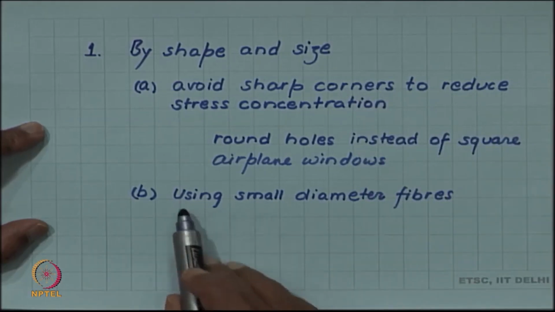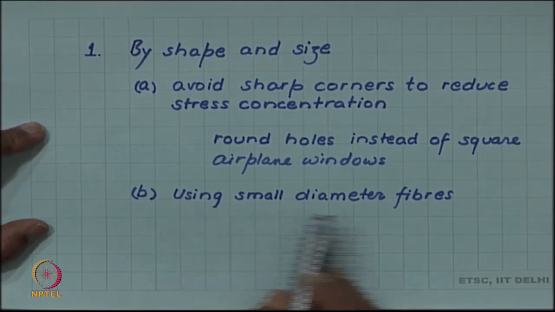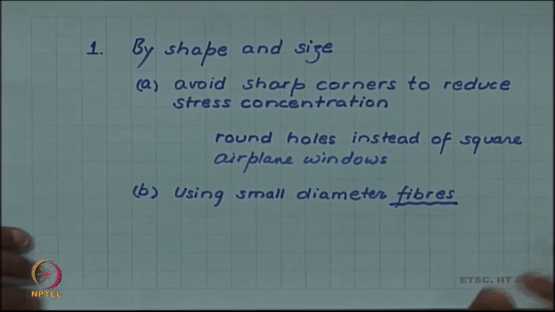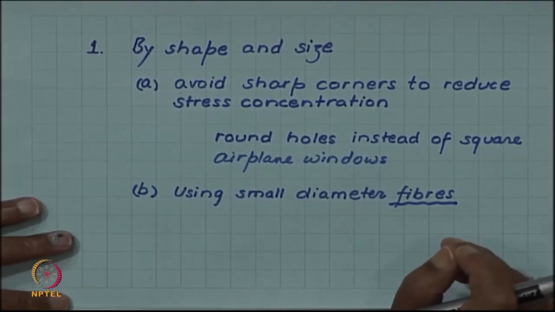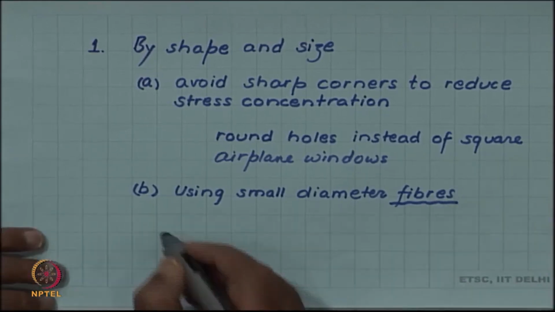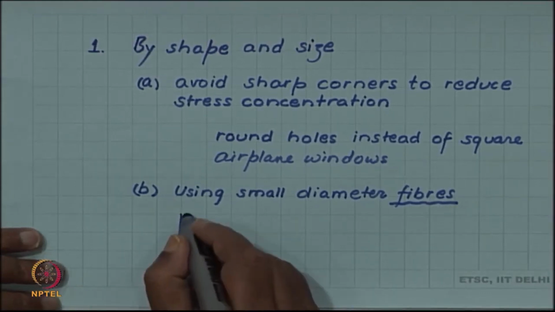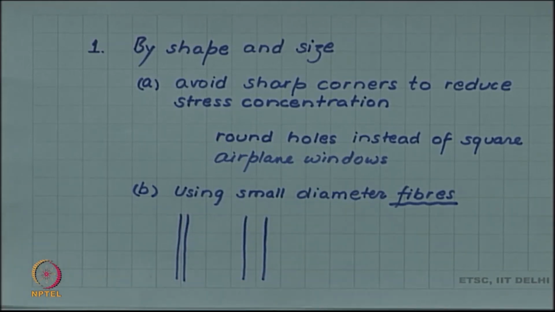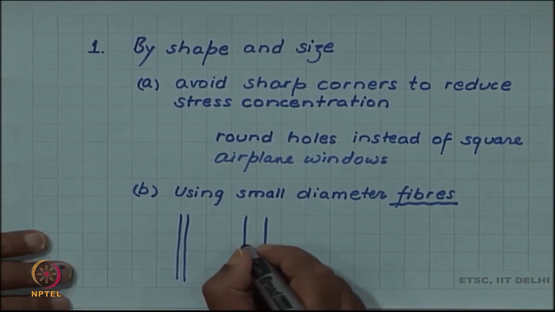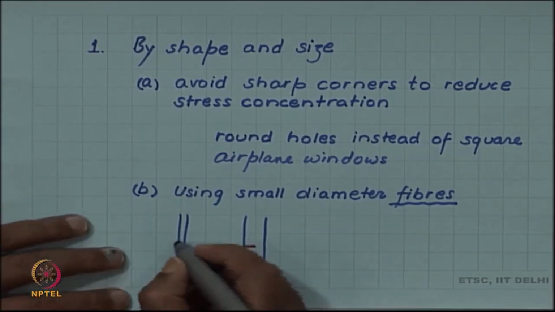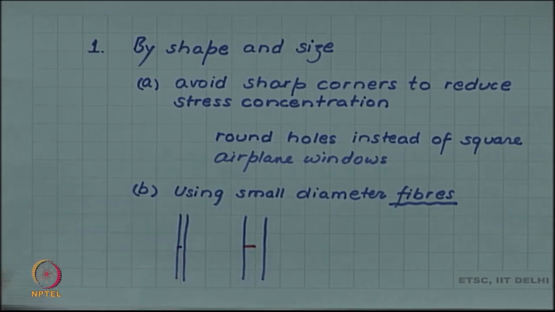Another interesting way of enhancing the fracture stress of a material is using a small diameter. This is particularly the case with fibers. We have seen fiber reinforced composites, and in those composites, why do we use fibers? Why do we not use, for example, rods to reinforce? A fiber has a much smaller diameter than a rod, and if you think of a crack in this, the largest possible crack in a larger diameter fiber will be much more than the largest possible crack in a smaller diameter fiber.